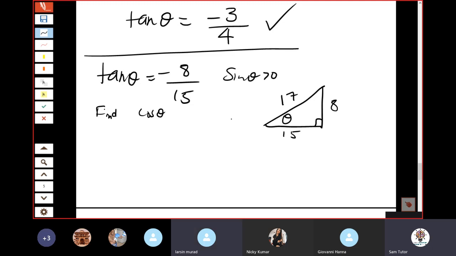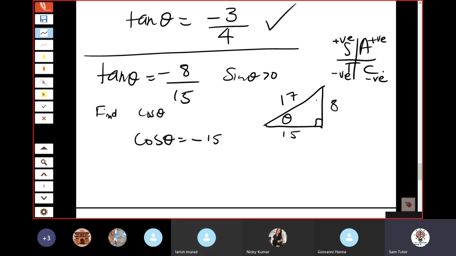Okay, and then we want tan to become negative. So that's a negative there. We know that sine is positive. Okay, if sine is positive, that means A is going to be positive, which means cos must be negative as well. And then cos theta equals negative adjacent over hypotenuse, 15 over 17. I think Giovanni, you said 17 over 15, didn't you? Yeah, I've done it the wrong way around. Yeah, be careful. It's going to be adjacent A over H.